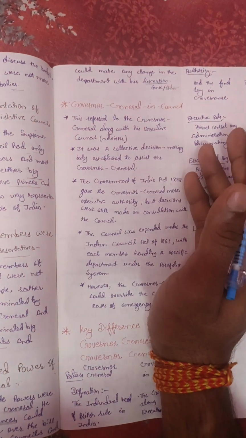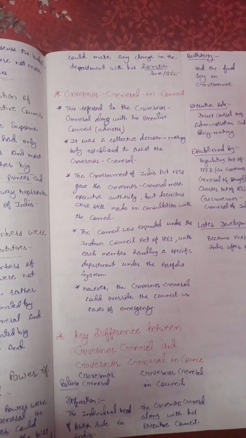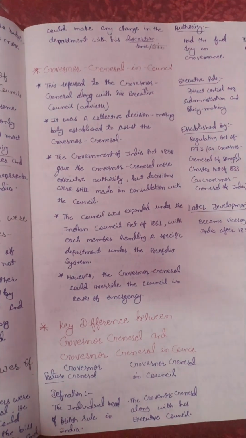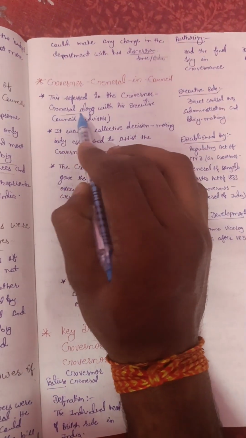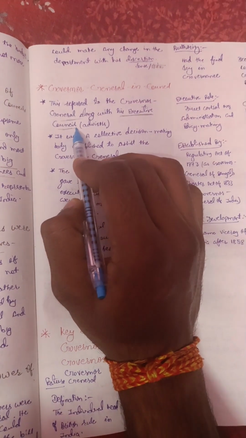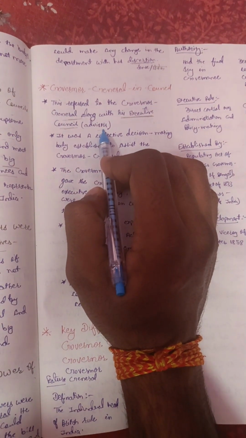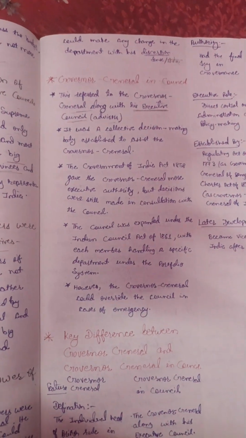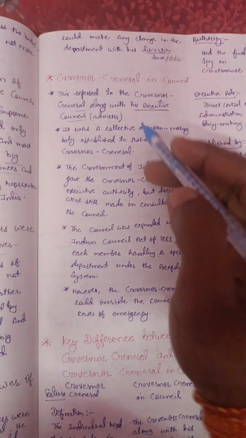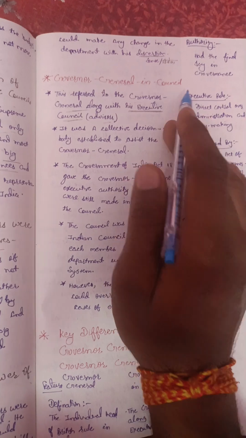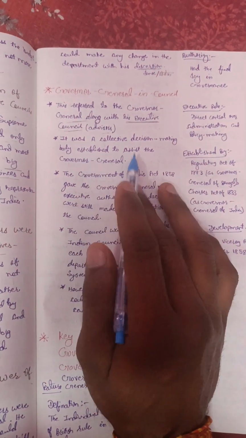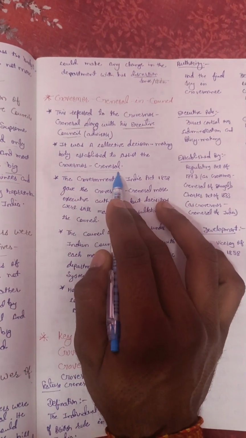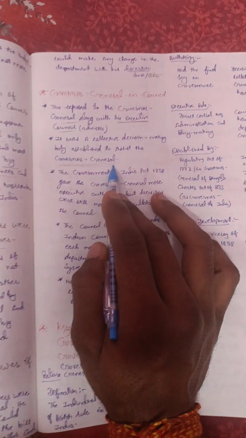We have seen that the Governor General was redesignated as Viceroy, but now let's see what the Governor General in Council is. This refers to the Governor General along with his executive council. As we have seen, advisory members were created to help the Governor General. So the Governor General along with his executive council is known as the Governor General in Council. It was a collective decision-making body established to assist the Governor General in making decisions.